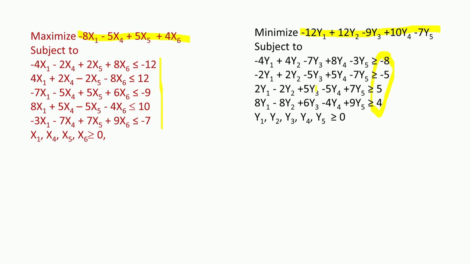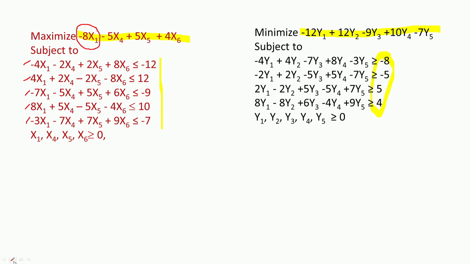The transpose of the matrix is repeated. For example, the first constraint would be minus 4y1 plus 4y2 minus 7y3 plus 8y4 minus 3y5 greater than or equal to minus 8. So, we can write the dual this way.